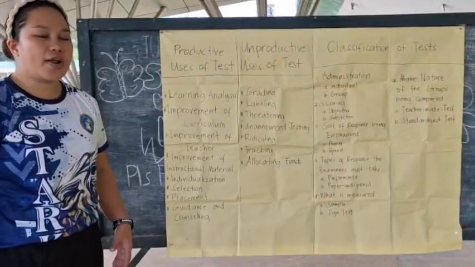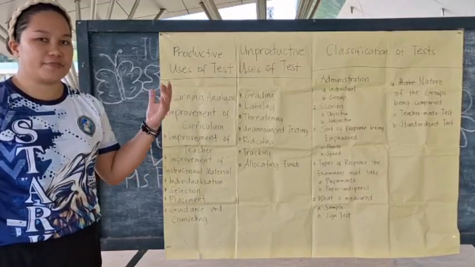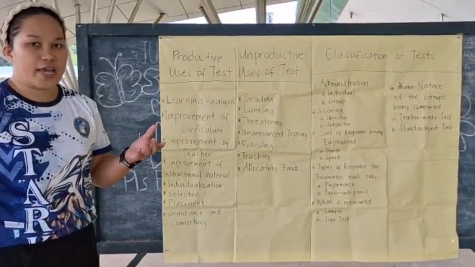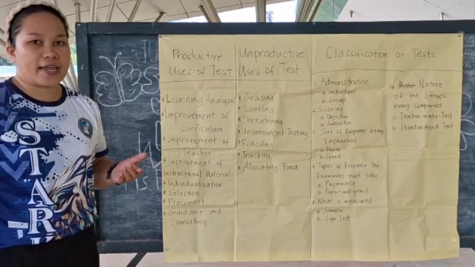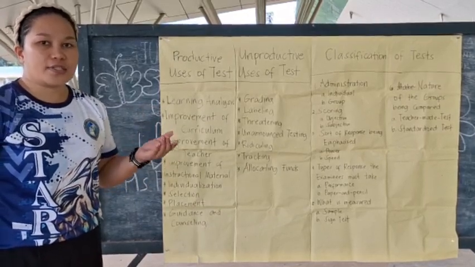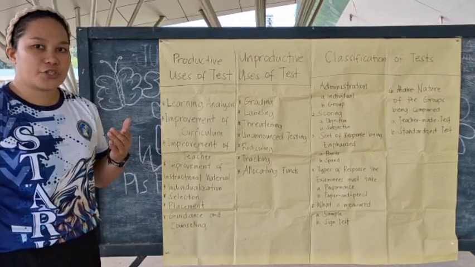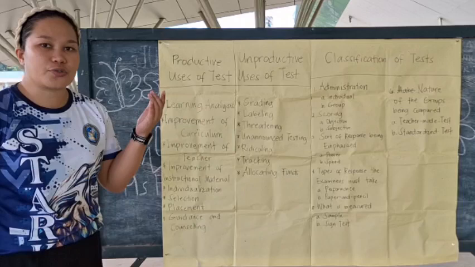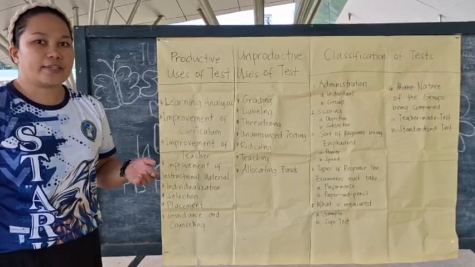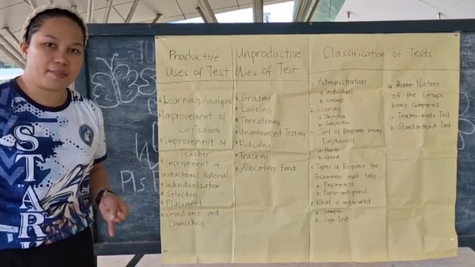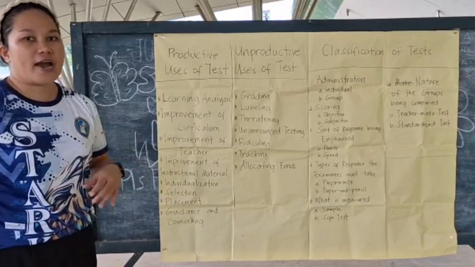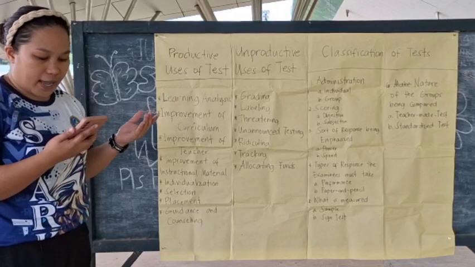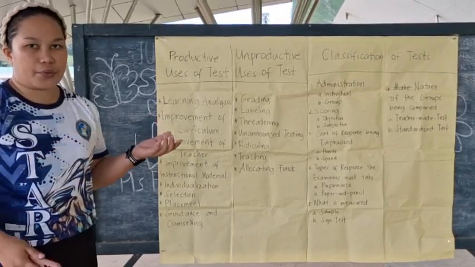So next is, what are the benefits of productive uses of tests? Productive uses of tests can greatly benefit us in our research. It can also help us in identifying those exceptional children. So tests can greatly help teachers to identify which students are exceptional. So who are these students that are exceptional? It could be the students who have hearing impairment, visual impairment, or they are psychologically impaired. The next one is it can evaluate the learning program.